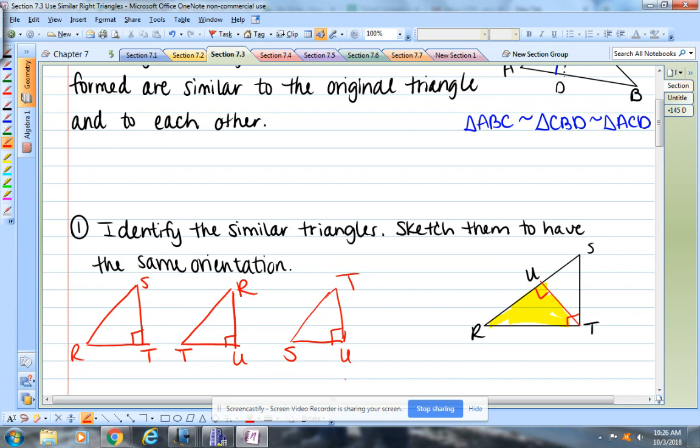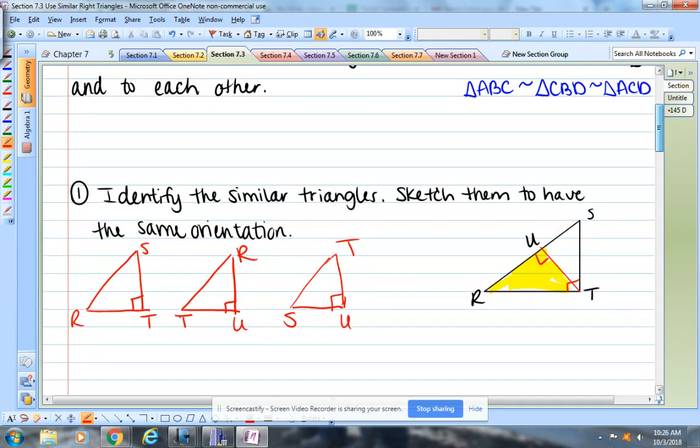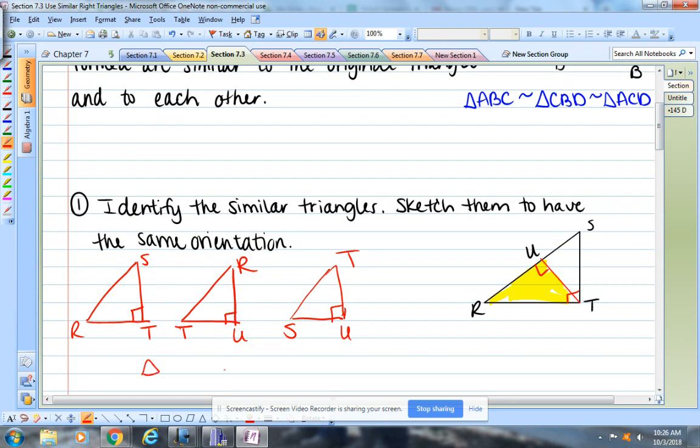So if it says identify the similar triangles, then when you write their names, you write them with the corresponding angles. So R corresponds to T corresponds to S, and then P corresponds to angle U and to angle U, and then the top angles: S corresponds to R and also to T. Symbol.